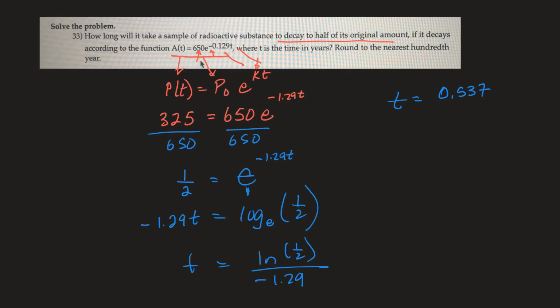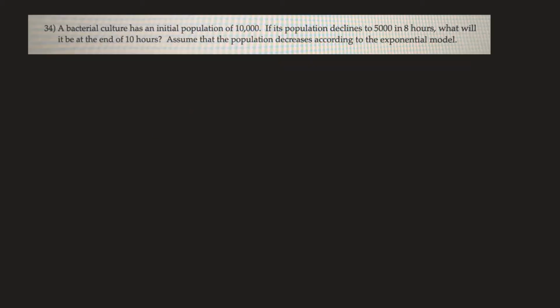Does that sound right? That k value is pretty big. Log of a half divided by negative 1.29. I think that's right. So that would be the time that it would take in years for that radioactive substance to decay to half the amount. Fairly big. Okay, last question.